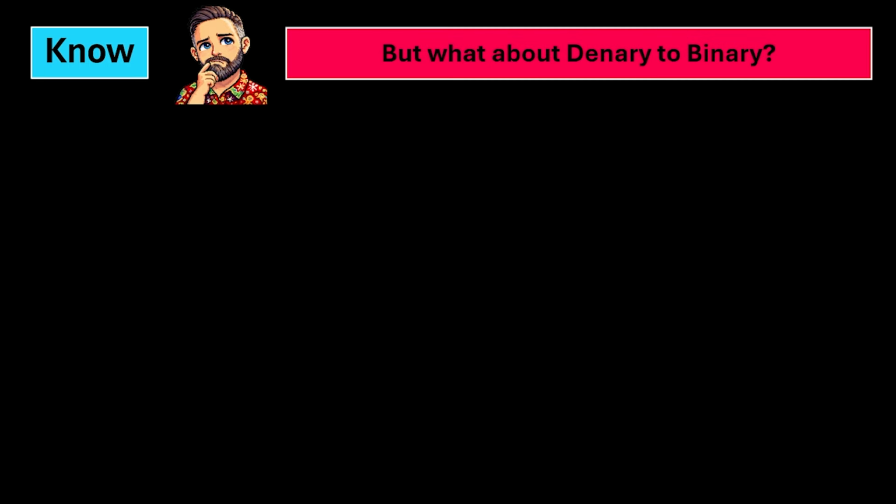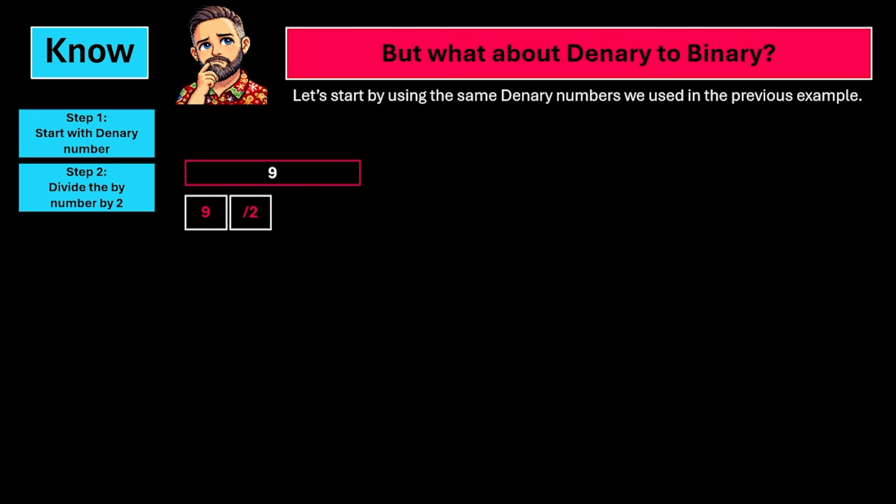Okay, so let's continue with this now. You might be asking the question, but what about denary to binary? Well, we're going to use exactly the same numbers that we used in the previous example, and that way we can check if they're right. We can see if it is working or not, because we'll be able to check with the binary we just used.